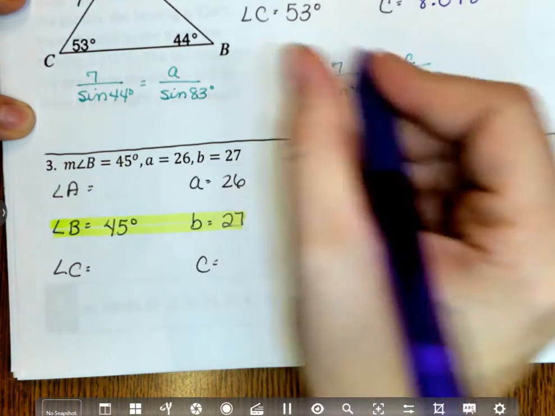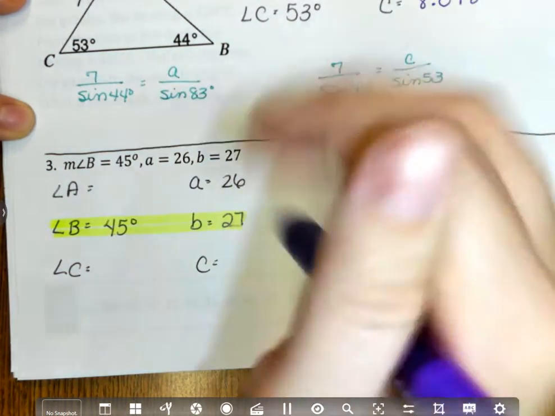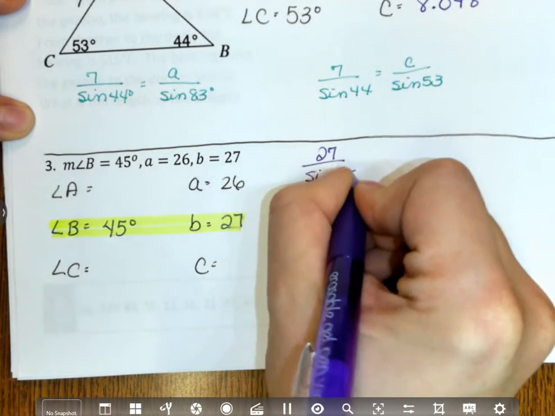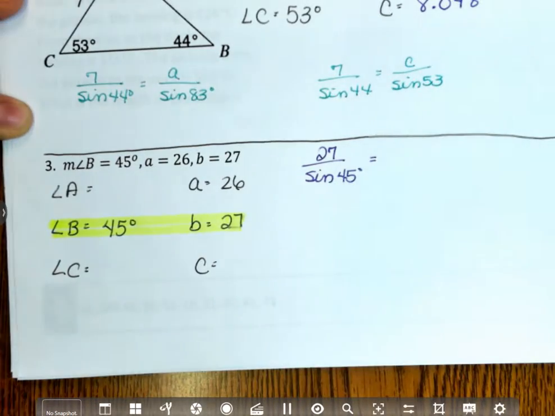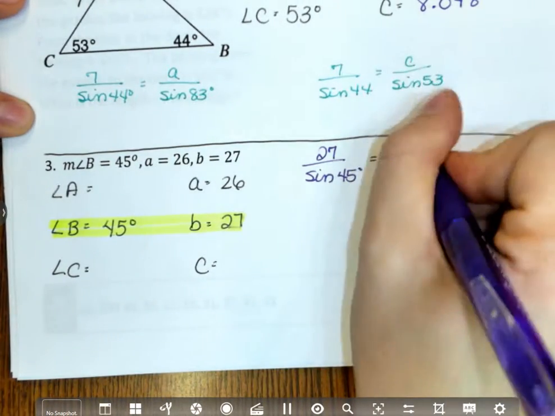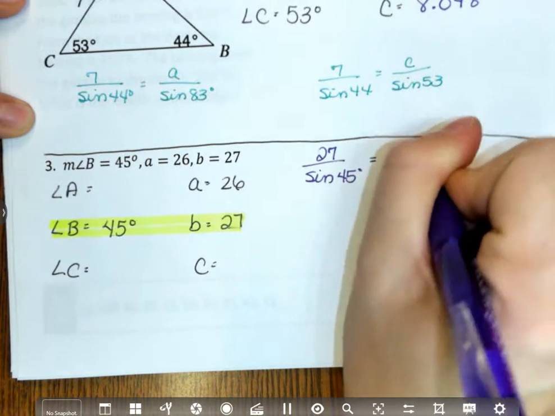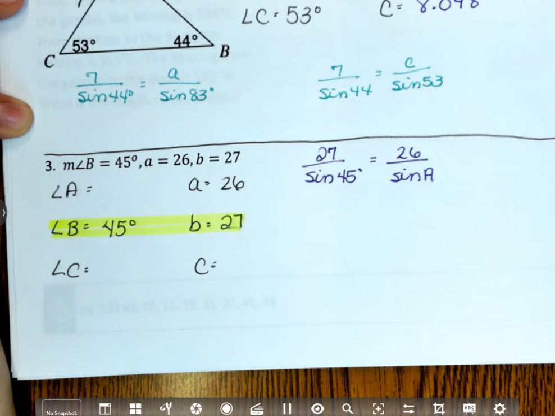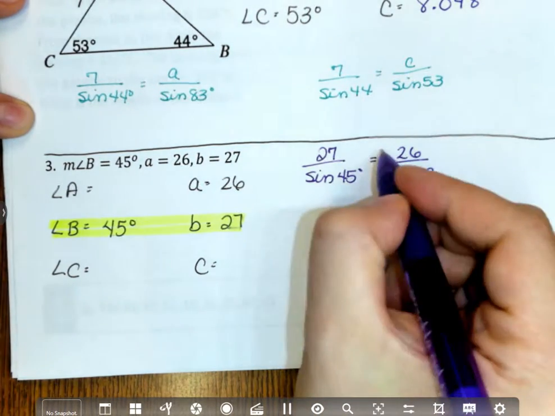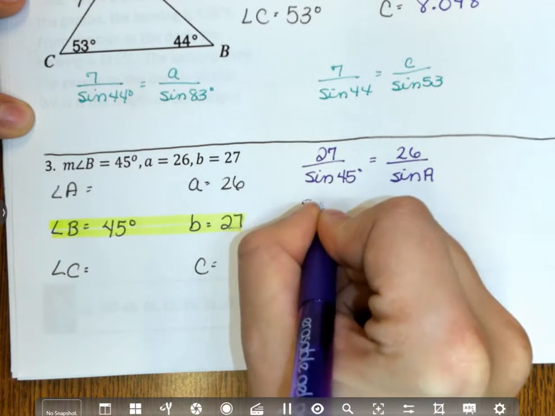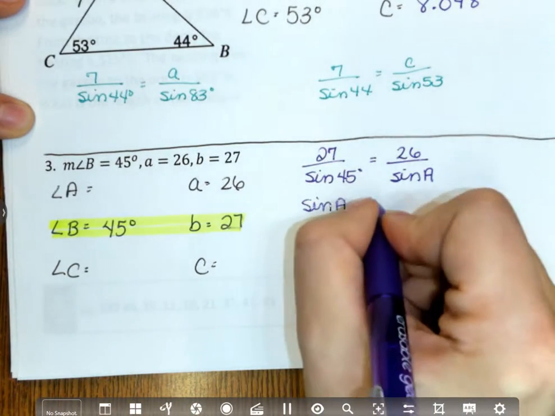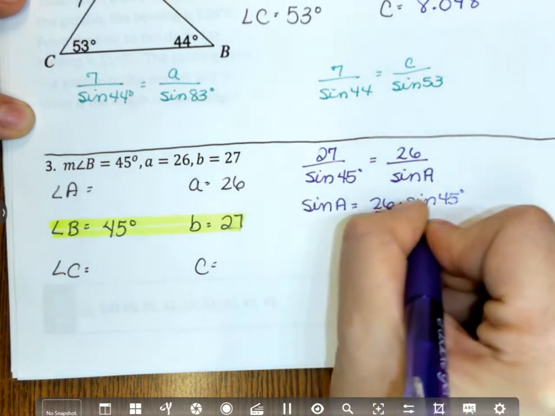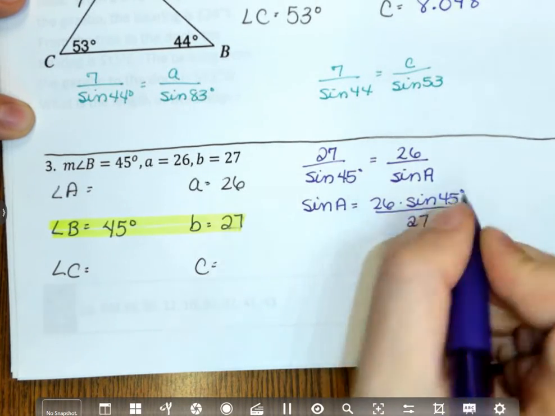So here's the one I'm going to be using. I'm going to set that up. I'm going to say B over the sine of B. Which one do you want to find, A or C? A. Okay. A over the sine of A. Now, when I cross multiply with this, so multiply and then divide, I actually have sine of A is 26 times the sine of 45 degrees over 27.